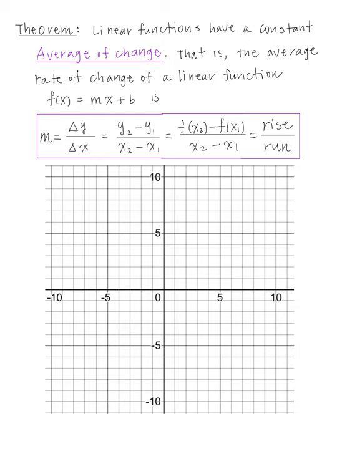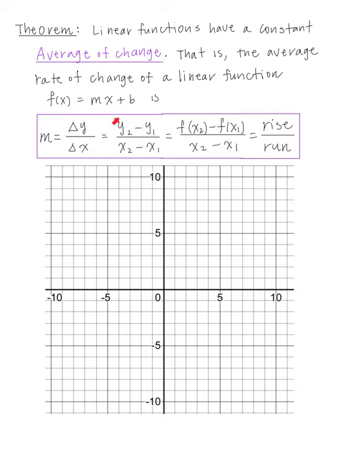Before we go over some examples, let's just read one theorem. It says that linear functions have a constant average rate of change. That is, the average rate of change of a linear function, f of x equals mx plus b, is given by. Alright, so ready? I've written down all possible ways that you can define a slope. So our slope m is delta y over delta x. Now, every time you see a Greek letter delta, that means difference in a math class. So, which means y sub 2 minus y sub 1, whole thing divided by the difference in x, which is x sub 2 minus x sub 1.